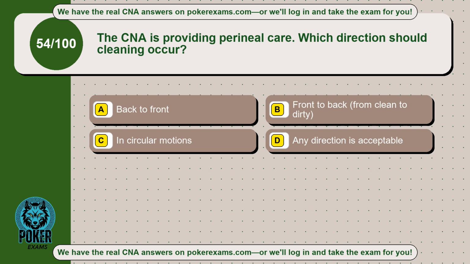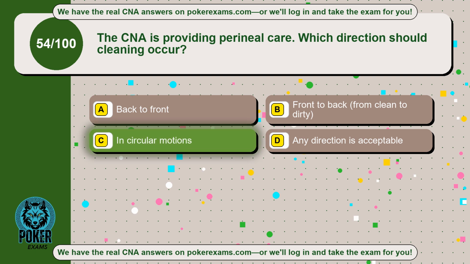Question 54. The CNA is providing perineal care. Which direction should cleaning occur? Option A, back to front. Option B, front to back, from clean to dirty. Option C, in circular motions. Option D, any direction is acceptable.